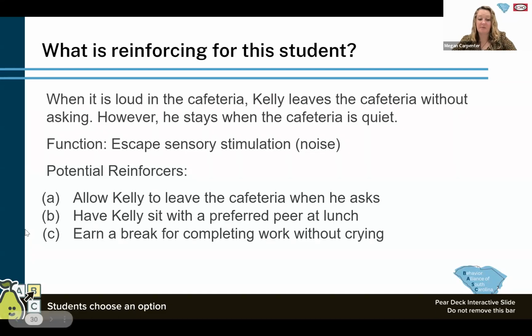Have Kelly sit with a preferred peer at lunch. Well, it doesn't sound like Kelly's trying to access peer attention. But with A, allowing him to leave the cafeteria when he asks, yes, this is safe. We know where Kelly is now. He's going to ask to leave, but also we're still matching that function. He's allowed to leave. He's allowed to escape that noise, but by using a contextually appropriate behavior, our reinforcement can still align.